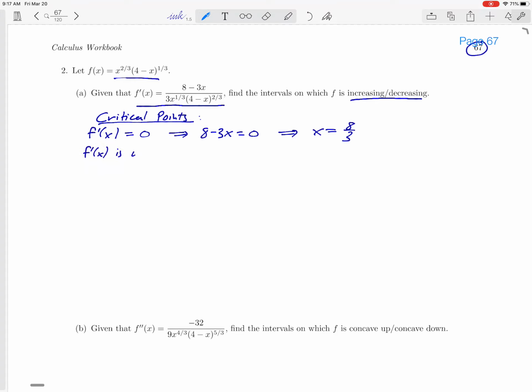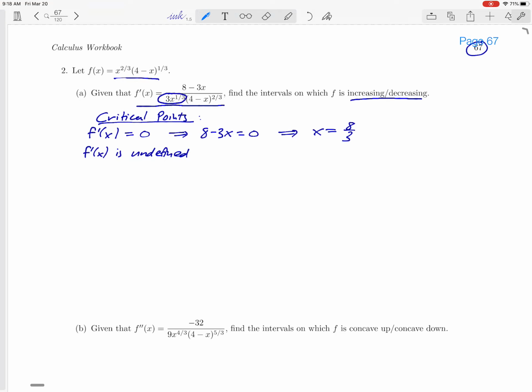Okay, but we also get a critical point where the derivative is undefined. And if you ask the question, when is a fraction undefined? It's going to be undefined when its denominator is 0. Okay, so we want to ask the question, what values of x would make our denominator equal to 0? Well, you might be able to answer this question just by looking at that denominator.